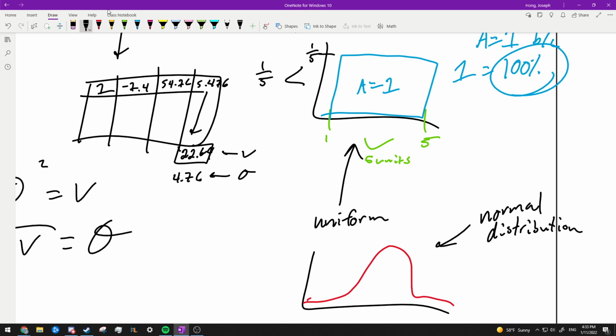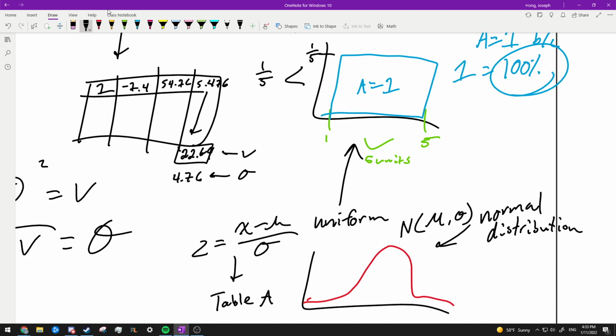But just know that there's a lot of things that we have to label. So, of course, it's labeled by a big N with the mean and the standard deviation. The z-score, which is value minus mu, divided by standard deviation. And we used table A. So, just a nice little reminder, we're going to be using this eventually in my class.